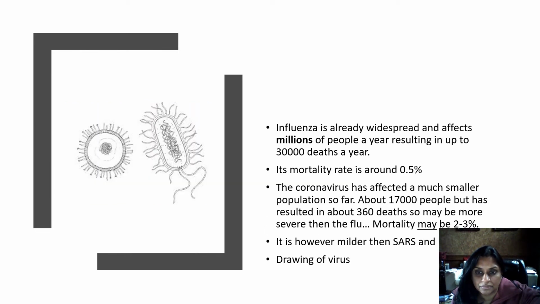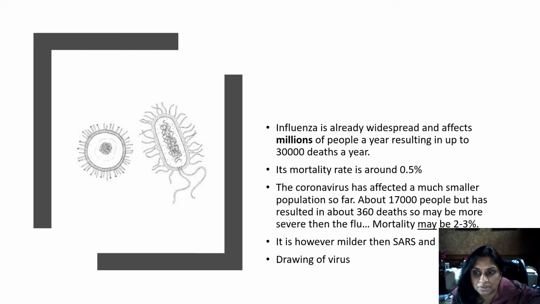So another virus that is well known is influenza. It's widespread and affects millions of people worldwide every year. And within the US, it may cause anywhere from 10 to 20,000 deaths a year, and in some years when it's been more severe, up to 30,000 people have died. And its mortality rate is about 0.5%.